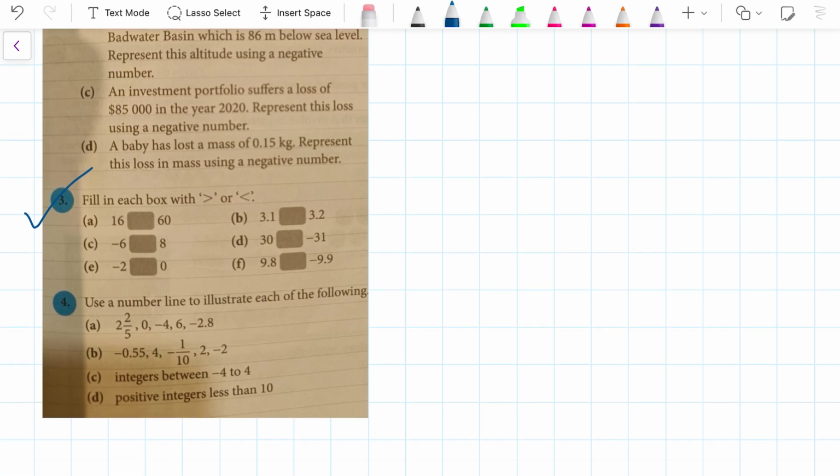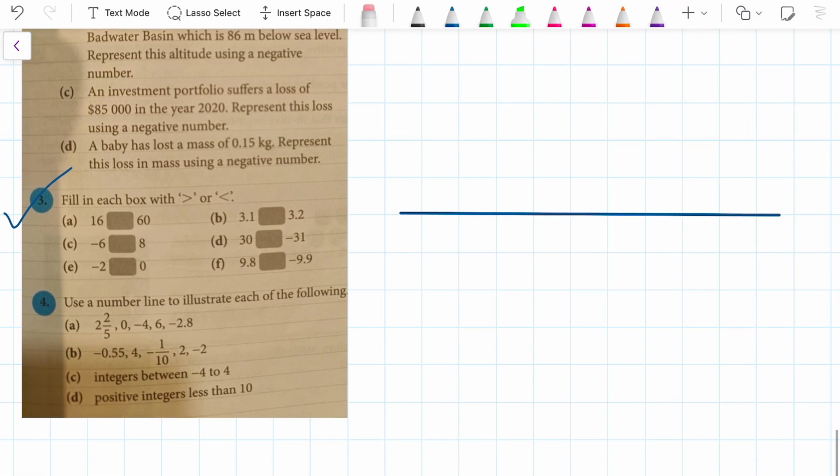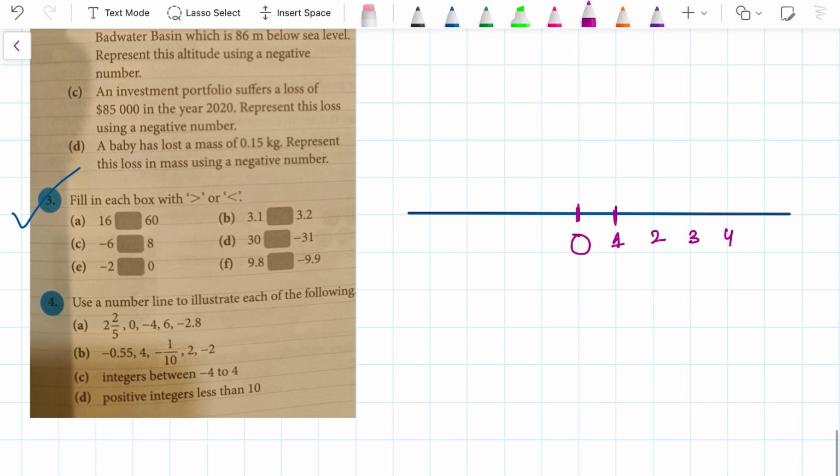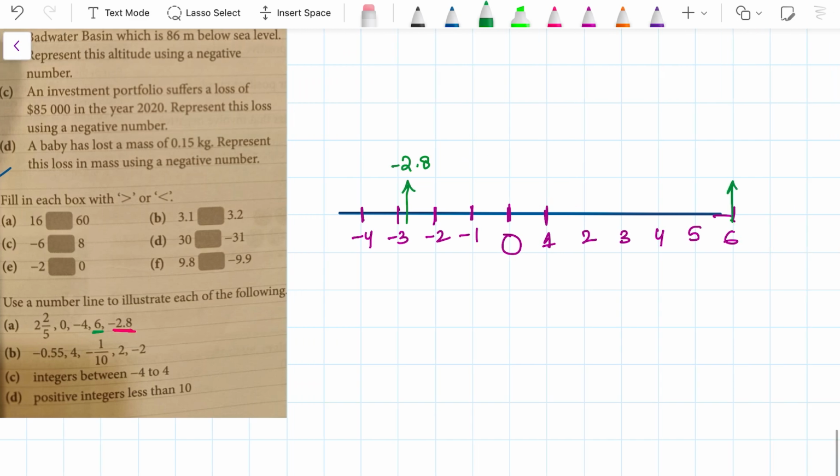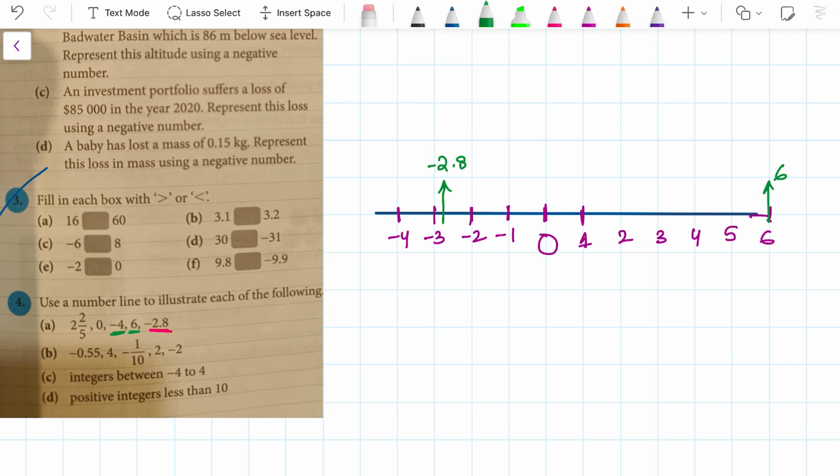Use a number line to illustrate each of the following. We can do the number lines again because we just did a single number line. A 0 comes in between. And 1, 2, 3, 4, 5, 6, -1, -2, -3, -4. So a -2.8 will be somewhere here. 6 is somewhere here. -4 is here. 0 is here. And 2 whole 2 upon 5 is a positive number. So 2 whole 2 upon 5 will be after 2 but before 3.